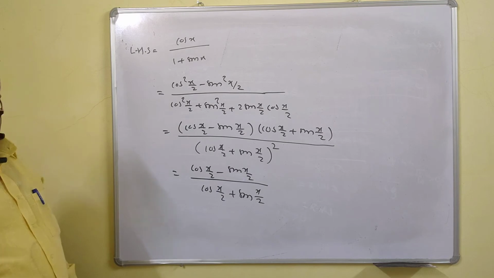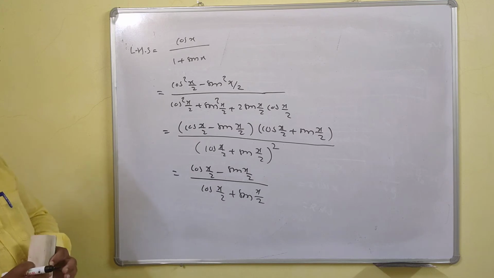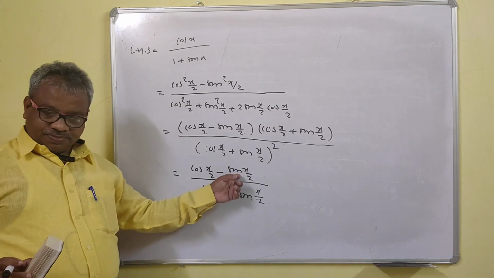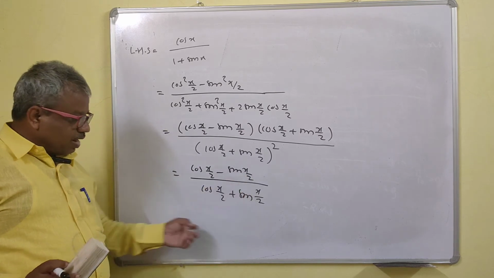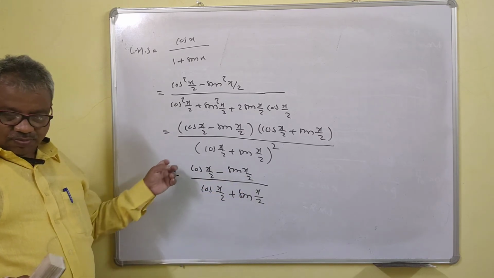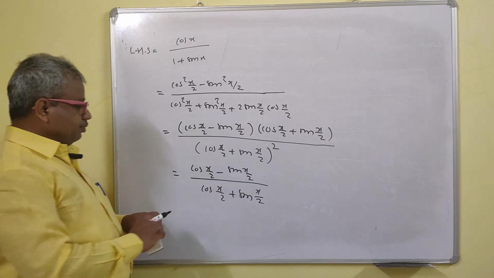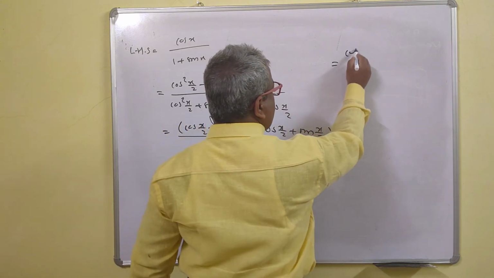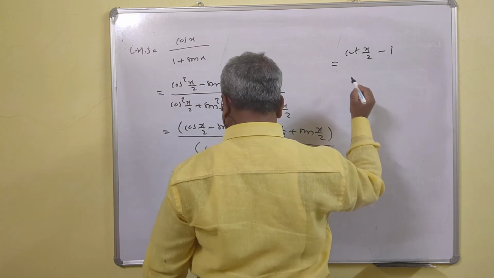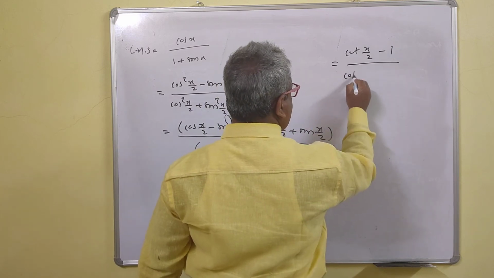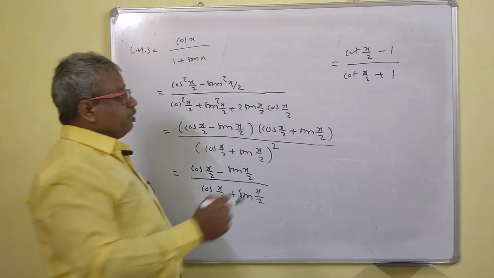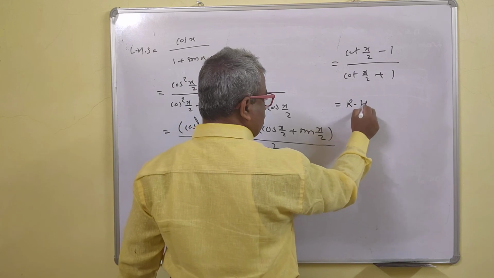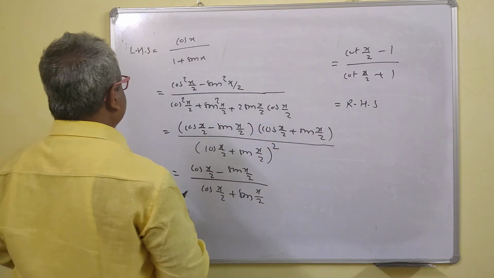Now see your RHS, you want cot x by 2. So what we do? You don't want here sin x by 2. So what we do? We will divide by sin x by 2 to all the terms of the numerator and denominator. So what we will get? This is what? Cot x by 2 minus 1 upon cot x by 2 plus 1, and that we want. So this will be your RHS. So this is very simple. We have applied the half angle formula.